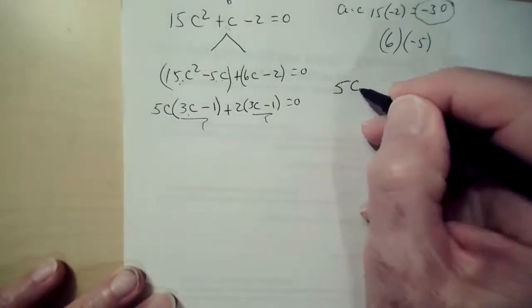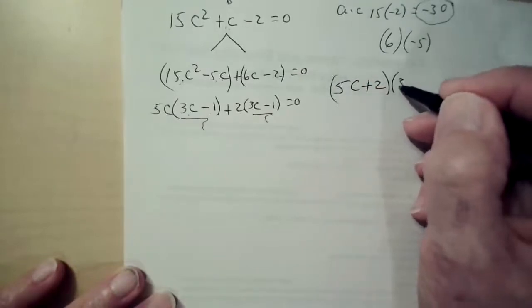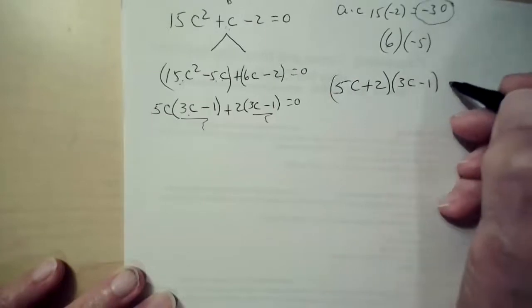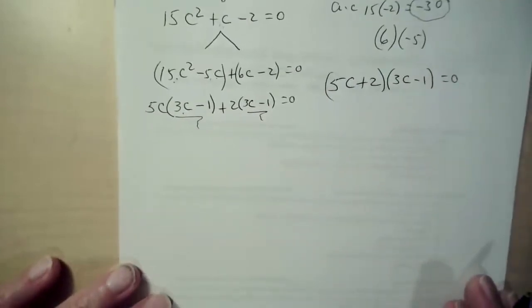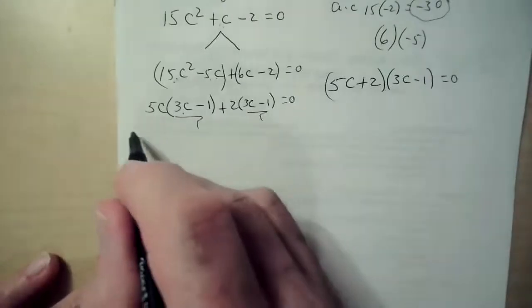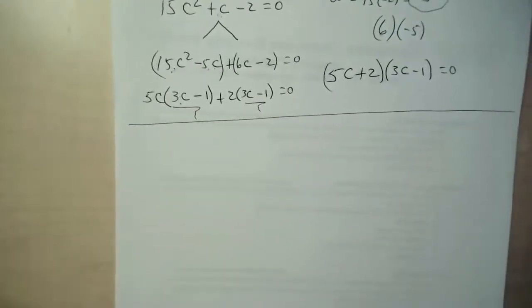So we have 5c plus 2 times 3c minus 1 equals 0. Okay? Everybody okay with this?